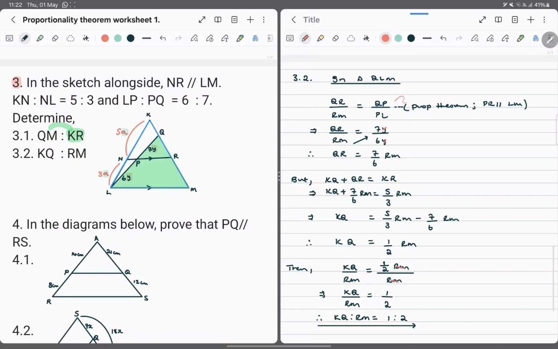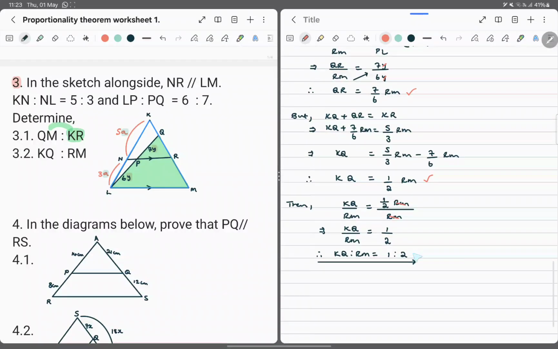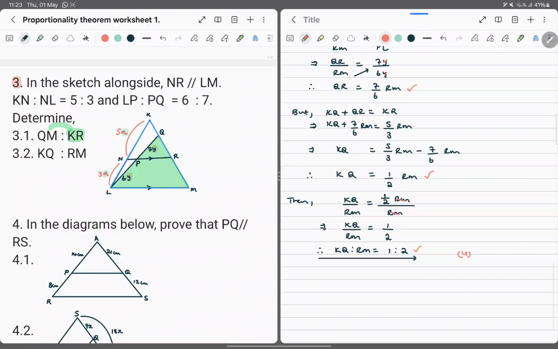Anyway, for statement and reason, we get a mark. Representing QR in terms of RM is key. Now this gymnastic is pretty straightforward, but what matters is that answer there and the final answer. So we have 1, 2, 3, 4 marks. As you can see, this would be worth 4 marks.